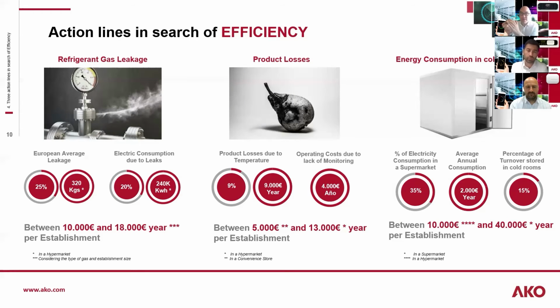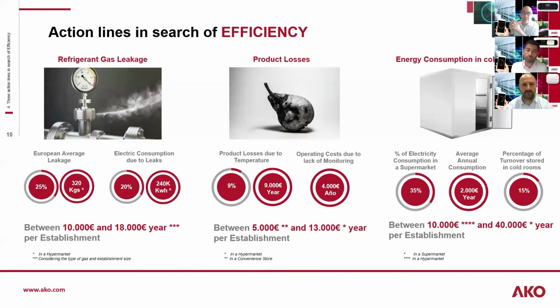If we go to product care and product losses, there is also a big impact on this. As we saw before, 9% of the products are lost because of bad temperature. And there are also a lot of installations that are working manually. So there are also a lot of operation costs due to lack of monitoring, as you can see there. Depending on whether we talk about a convenience store or a hypermarket, a small or big installation, we are talking about between 5,000 and 13,000 euros that we can avoid every year per establishment.